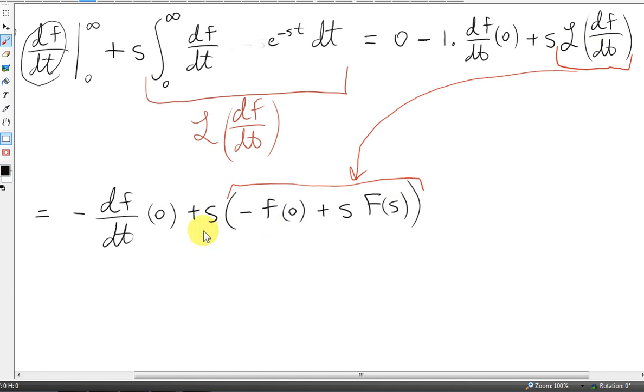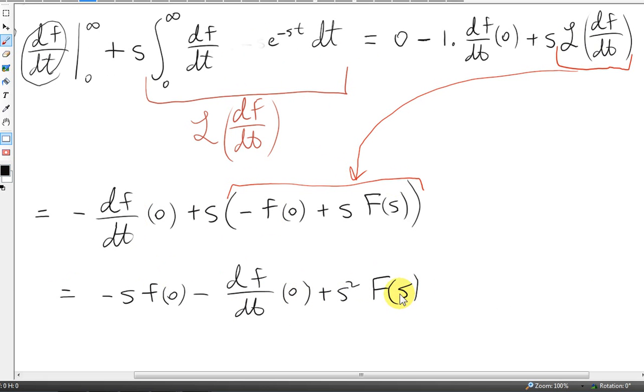Multiplying s in here, I'll write this term down first. We get minus s times little f of 0. I'll write this term second, minus df/dt at 0. And then we have s times s, that's s squared times big F of s. We can write df/dt as f prime. So df/dt at 0 is f prime of 0.